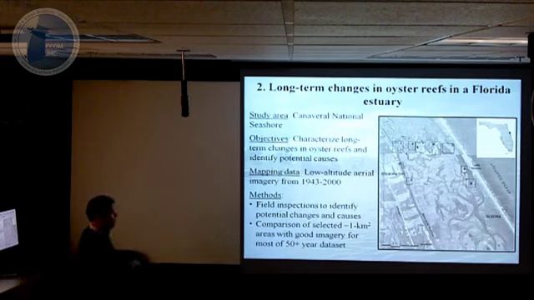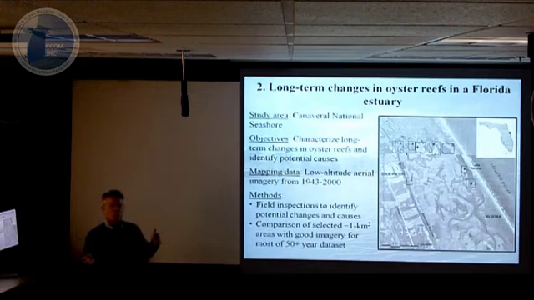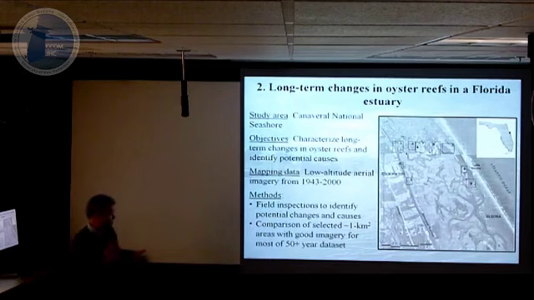Well, we came upon some 1943 black and white 9x9 color prints that were just absolutely gorgeous, way sub-meter resolution. In fact, they flew the whole coast during World War II. So I gave my tech a credit card and sent him to Florida. The credit card was a big mistake, but he found imagery at about 5 to 8 year intervals all the way up through 2000 for this area.